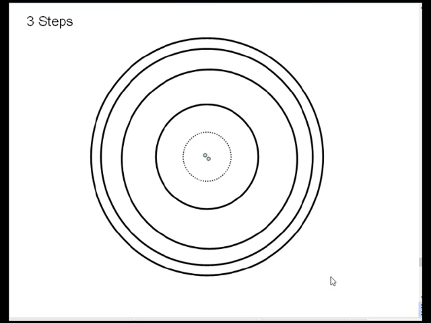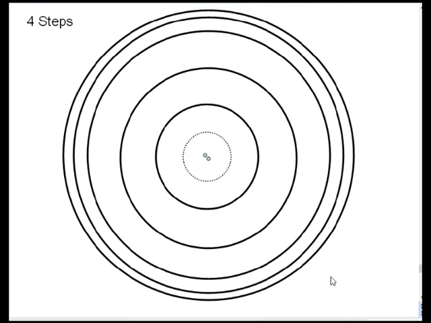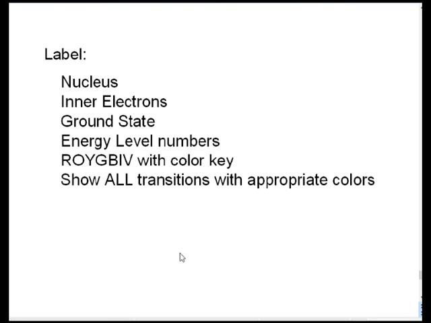You're going to be doing the 3-step diagram and a 4-step diagram. Like the example I just showed you, we're going to draw the nucleus, the inner electrons, label the ground state, label each of the energy levels, do a color key with the colors of the visible spectrum, and then show all the transitions with appropriate colors.